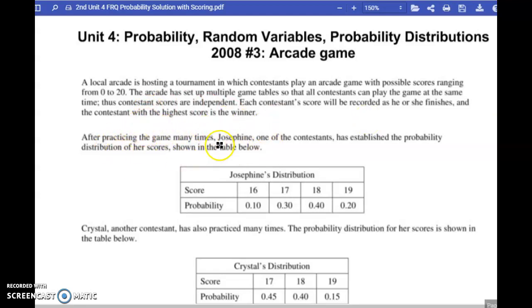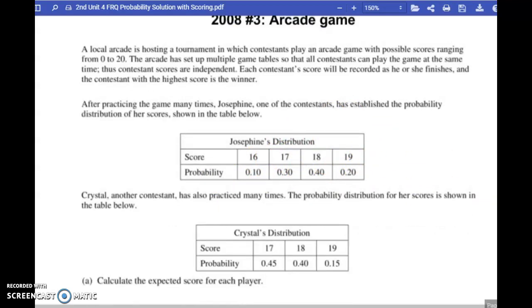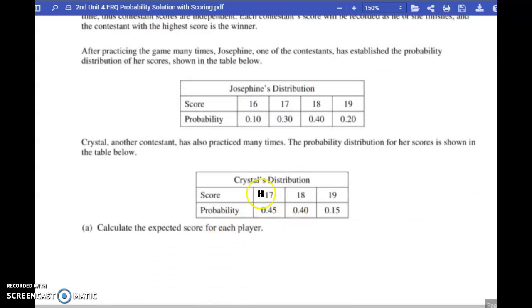So Josephine practiced the game many times, and here is her probability distribution for her score. She either gets 16, 17, 18, or 19 points, and this is the probability of each of those outcomes. And the same for another contestant, Crystal. And then part A says calculate the expected score for each player.